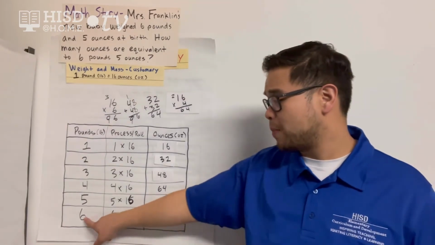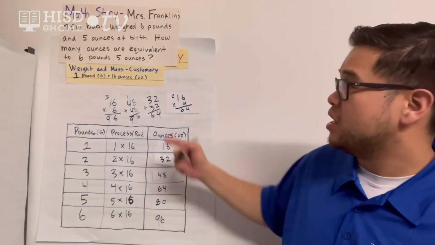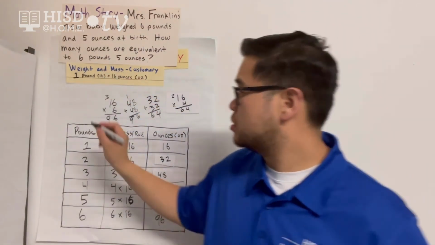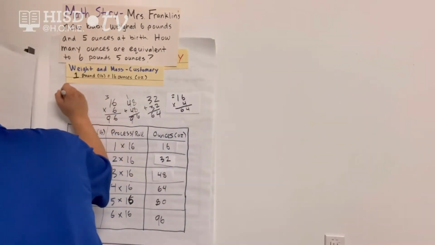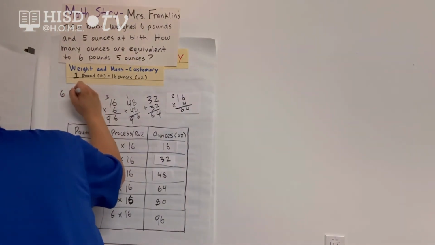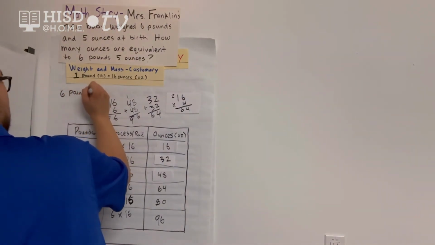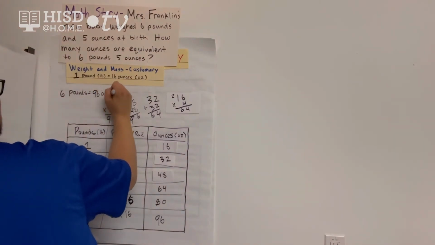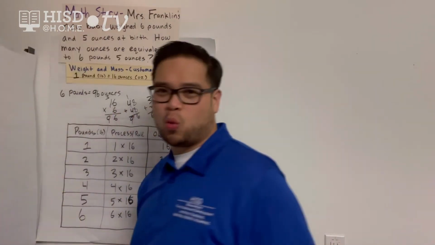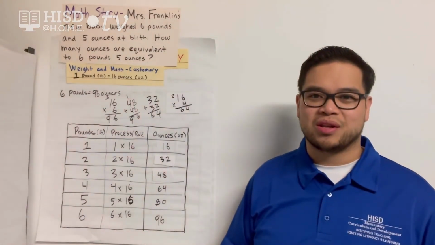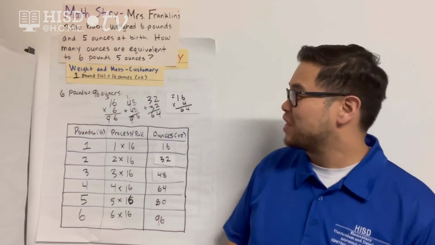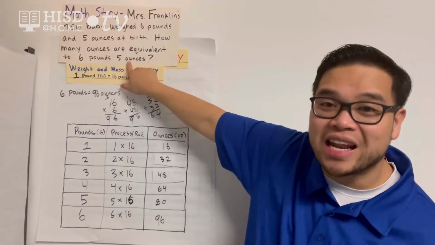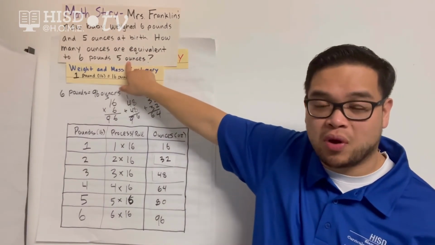So now that we converted the pounds into the ounces, we know that the 6 pounds equal 96 ounces. But we aren't done yet. Why are we not done? Because we have to add that extra 5 ounces that was in the problem.